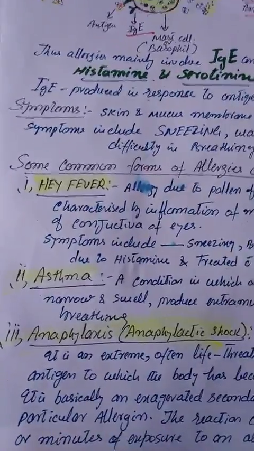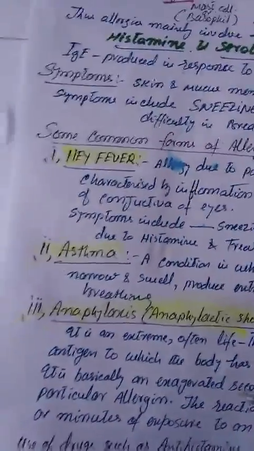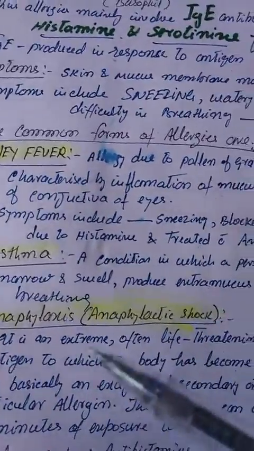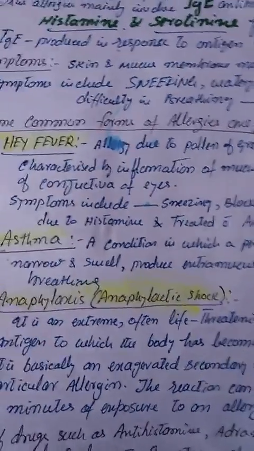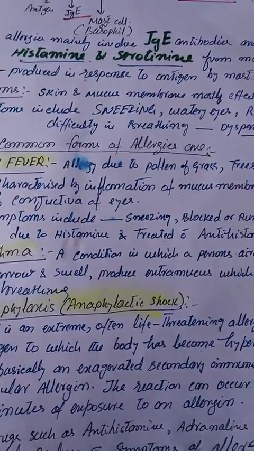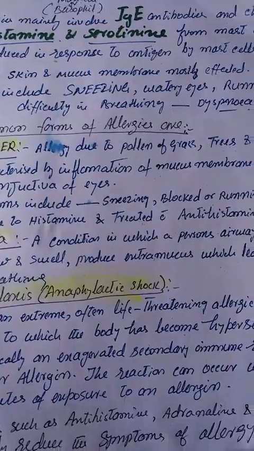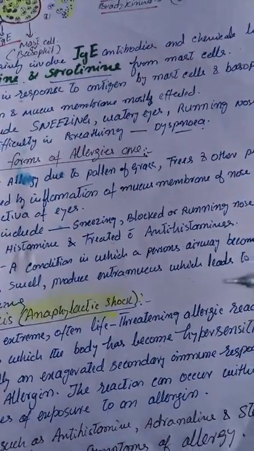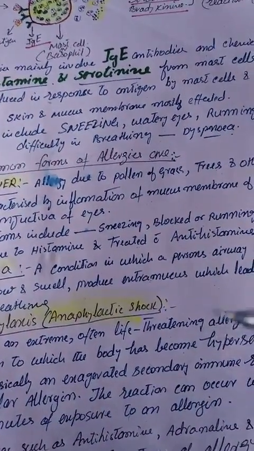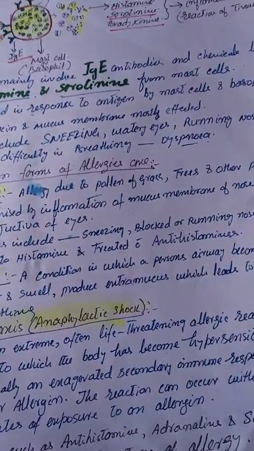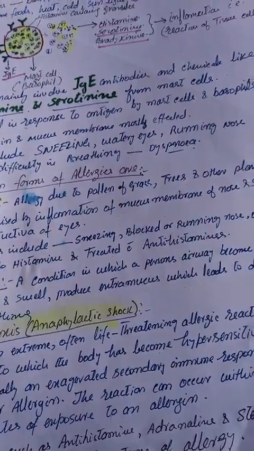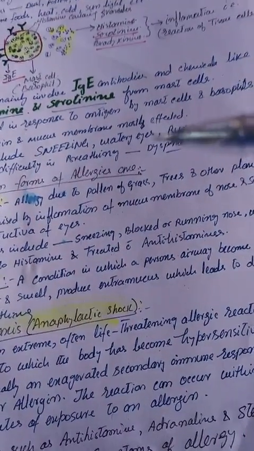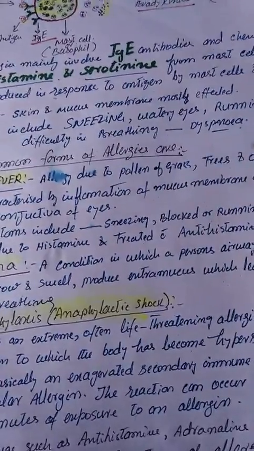And the third and more important allergic reaction is anaphylaxis or anaphylactic shock. Now, anaphylactic shock is an extreme, often life-threatening allergic reaction to an antigen to which the body has become hypersensitive. It is basically an exaggerated secondary immune response to a particular allergen. The reaction can occur within seconds or minutes of exposure to an allergen.